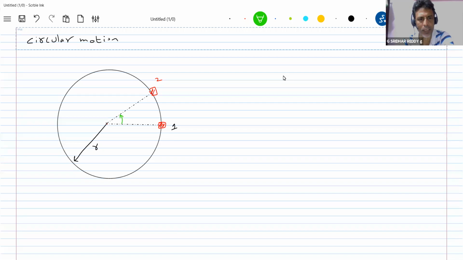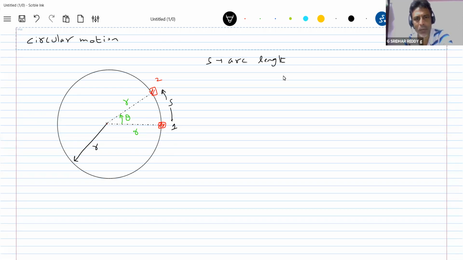Angular displacement theta. The radius will be the same, r only. It has moved from position 1 to position 2. Now, shall we call this the arc length, where S is called the arc length? Usually arc length is like a distance. It can be centimeter or meter, depending upon R. If R is in meter, S will be in meter. If R is in centimeter, this will be in centimeter.